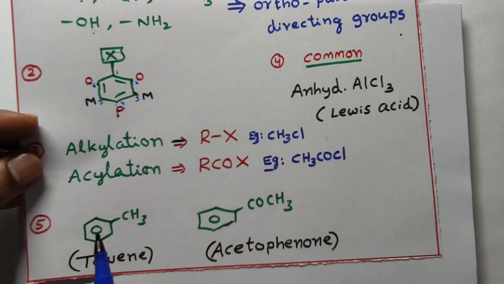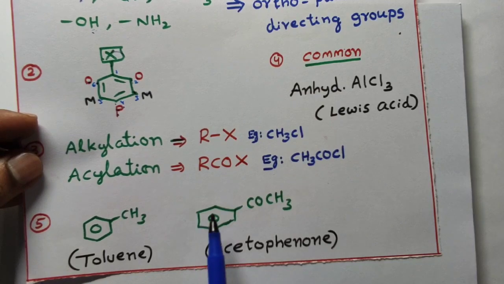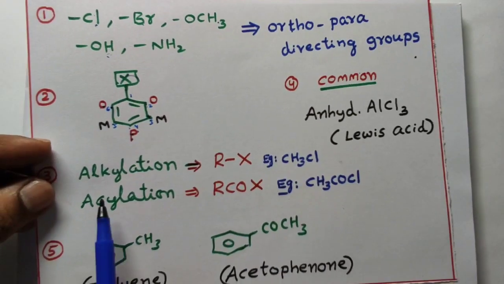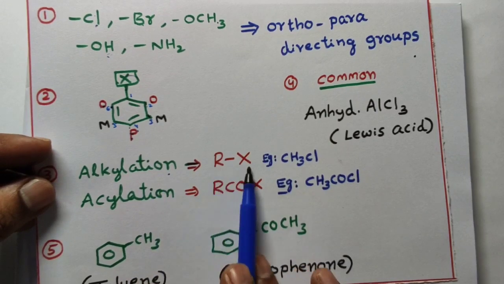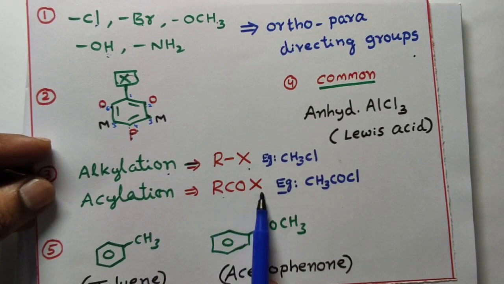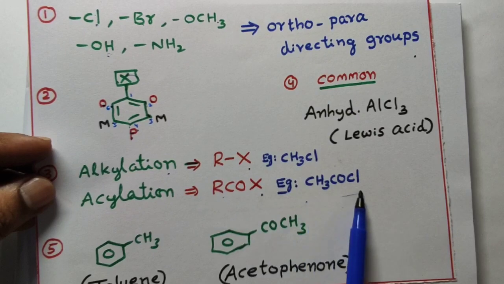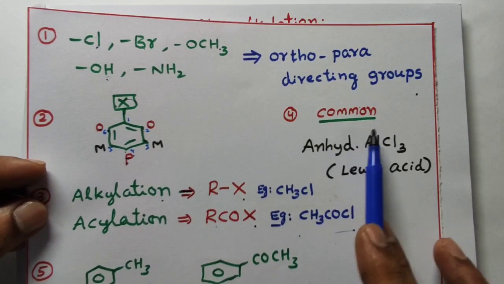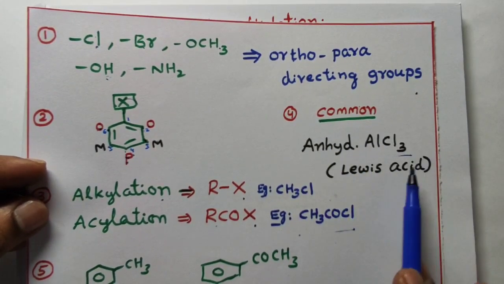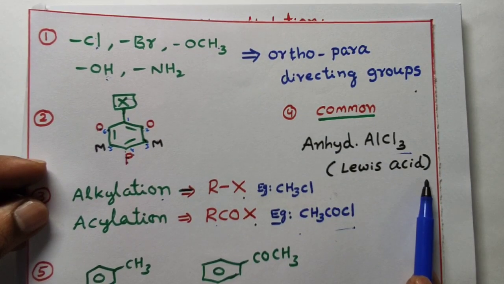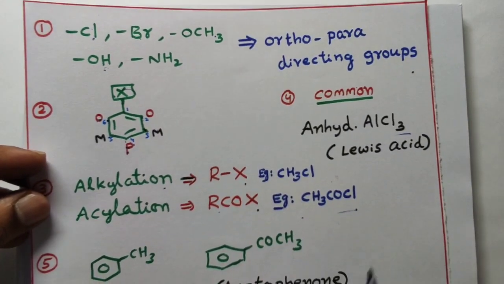Next, benzene with CH3 is called toluene. Benzene with COCH3 is called acetophenone. In Friedel-Crafts alkylation, the reagent is an alkyl halide; acylation uses an acyl halide. For example, methyl chloride and acetyl chloride. In both reactions, the common thing is anhydrous AlCl3. It is a Lewis acid. Got it, right? So let us start the reactions.